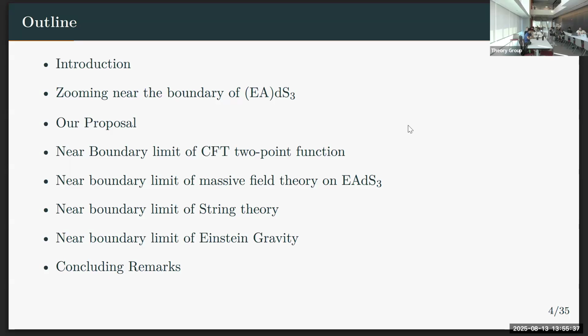And then I will talk about a bunch of theories with Lorentz invariance and how their near boundary limit looks. So this will have some massive field theory, the near boundary limit of string theory, and Einstein's gravity in radial, and then I will conclude the talk.